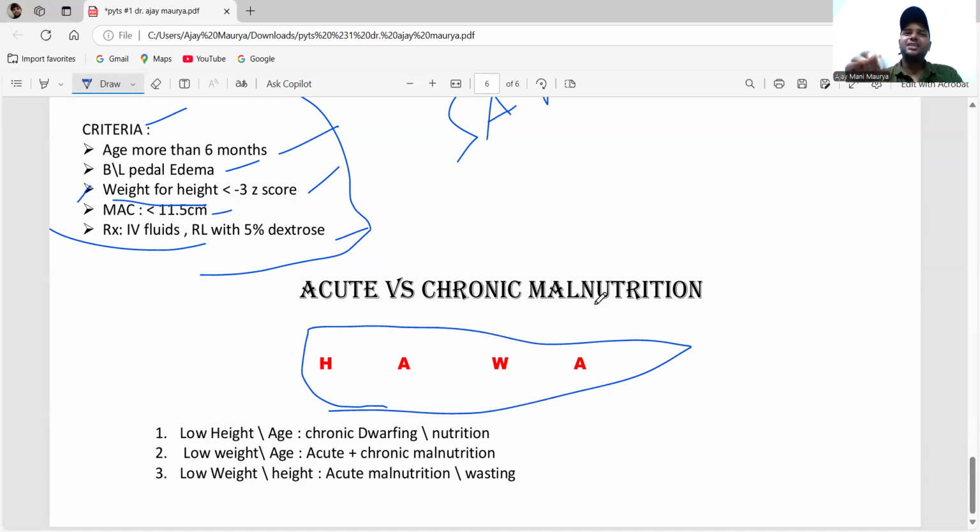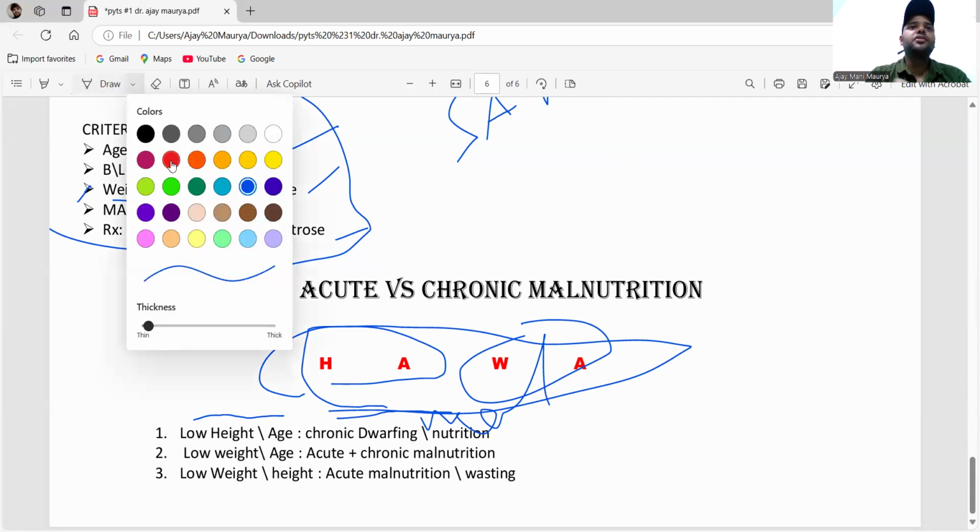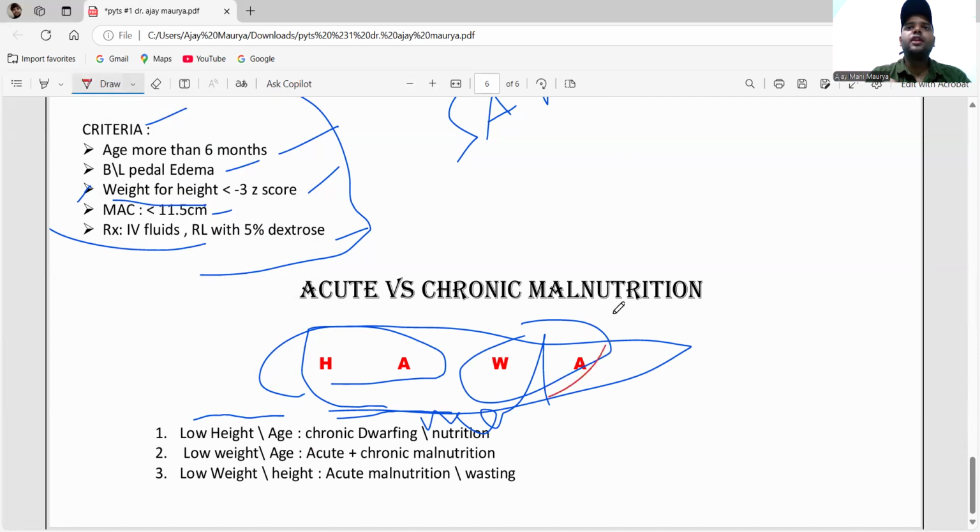Now see, guys, first of all, HA means low height for age. Low height for age is chronic dwarfing or chronic malnutrition. Then WA, low weight for age, is seen in both acute plus chronic malnutrition.